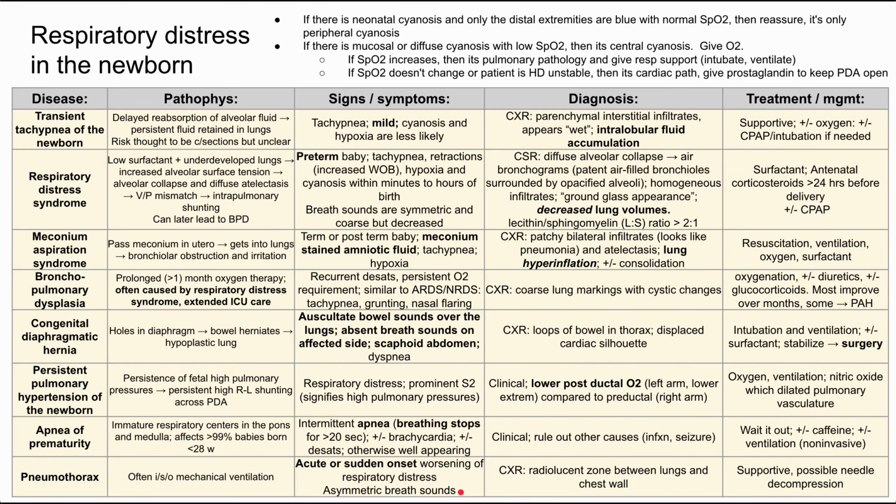The lung that is broken, the side of the pneumothorax, will have decreased breath sounds. On chest x-ray, you'll see a radiolucent zone between the lung and the chest wall, just like in pneumothorax in adults. The treatment here is supportive. If it's a small pneumothorax, observe; if it's a big pneumothorax, you might need needle decompression.